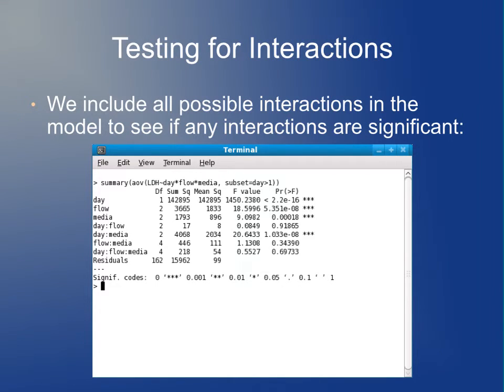So here's a command in R to test for interactions. When you write a formula object in R, if you say day star flow star media rather than day plus flow plus media, that includes all possible interactions. The day flow interaction, the flow media interaction, and the three-way day flow media interaction are not significant, but the day media interaction is strongly significant in this particular table. So that suggests that maybe we should include an interaction term between day and media in our model.